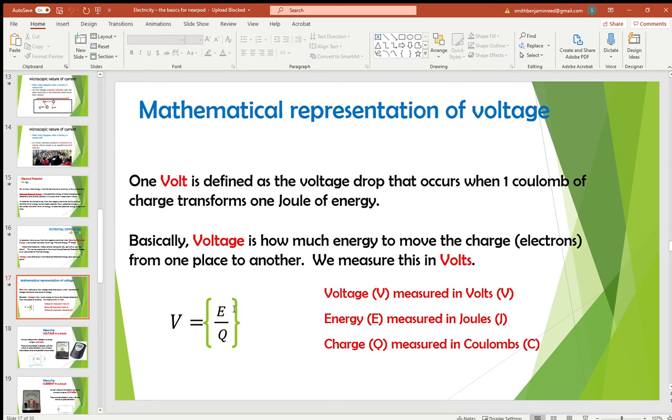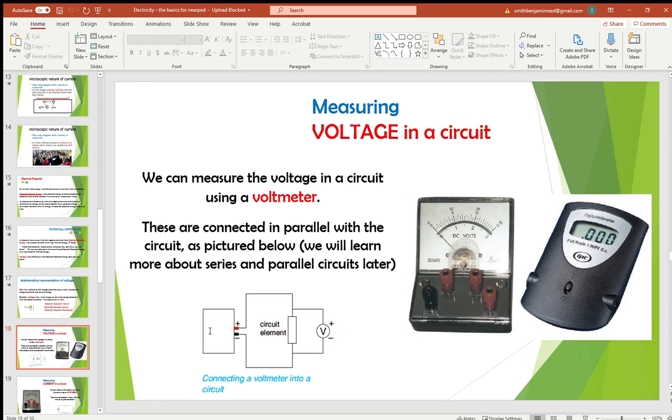Now, once again, we're not going to be using this formula in our calculations, but it is good to understand mathematically how voltage is developed. So we measure voltage using a voltmeter. Sometimes they'll look like this old analog, or sometimes you'll see these digital versions. Oftentimes you'll see these things called multimeters, which can measure a bunch of different things all at once. They often have voltmeters integrated into them.